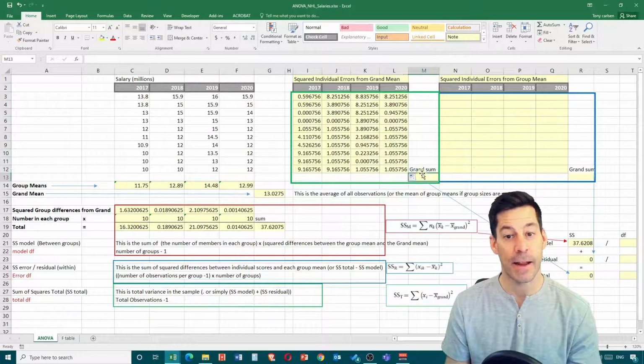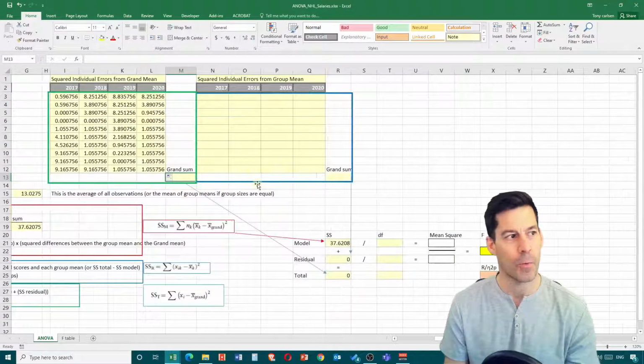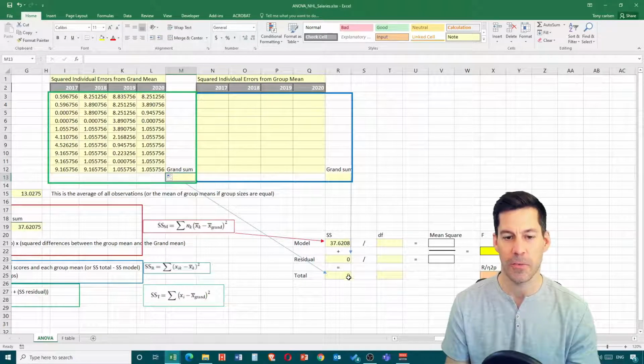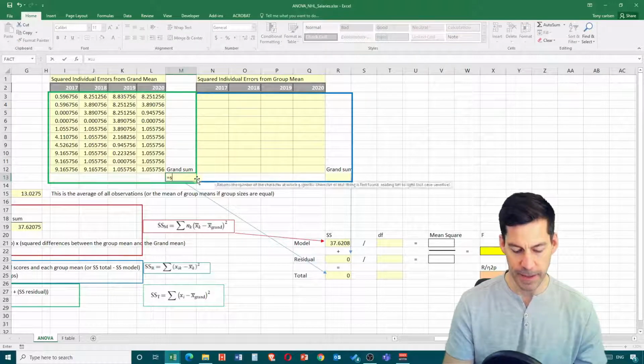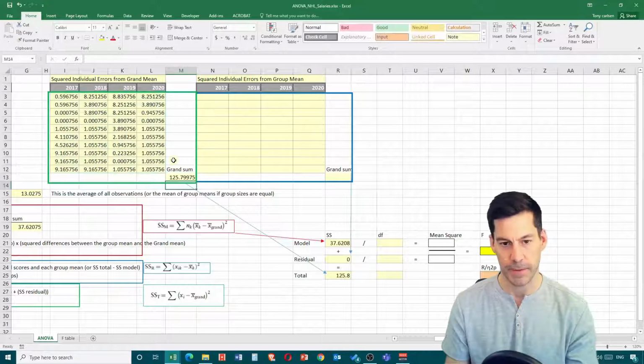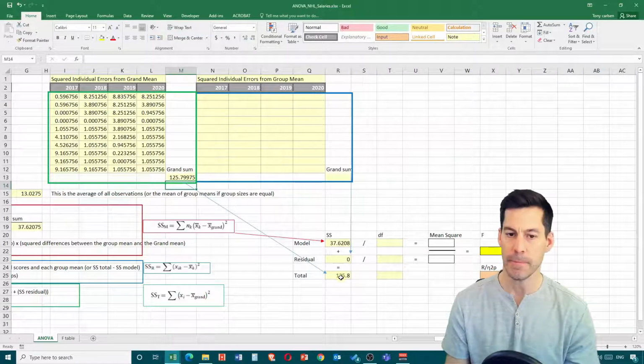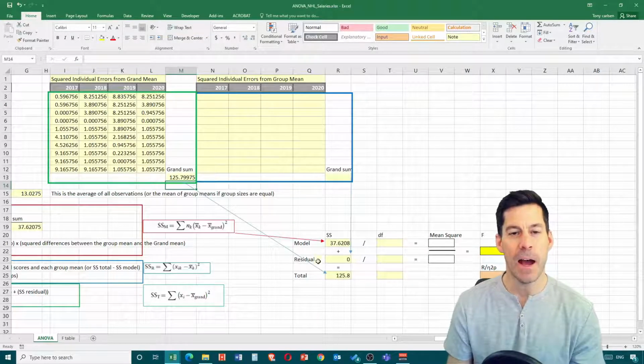And to get a grand sum, which will give me my total sum of squares, that's represented right down here. We can see it's going to put this value into my total. I just need to take a sum: equals sum of this entire set. You can see now I've got a total sum of squares of 125.8.